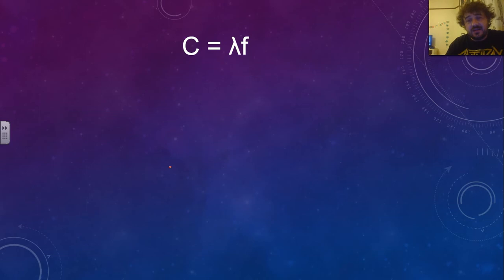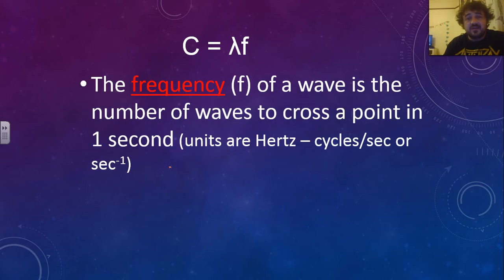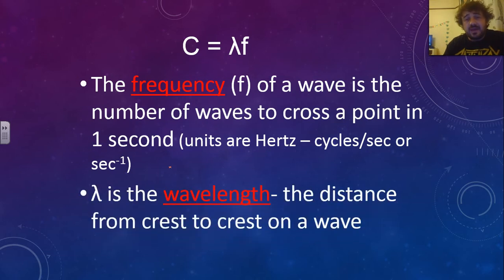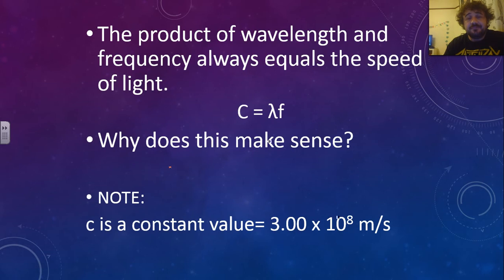Alright, so here's the formula. C, now normally we use V for speed of a wave, but in this case we use C because C is the constant for the speed of light, and constant means it doesn't change. The frequency of a wave is the number of waves to cross a point in a second. This is revision for us. Lambda is the wavelength, which is the distance from crest to crest in meters. So the product of wavelength and frequency always equals the speed of light.